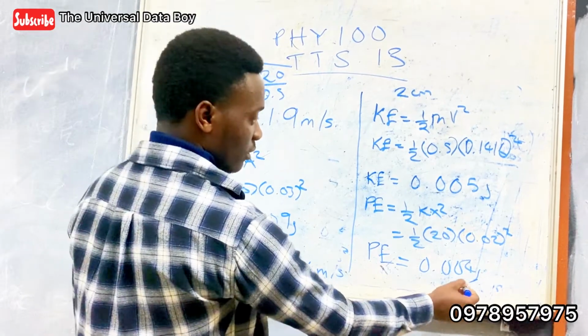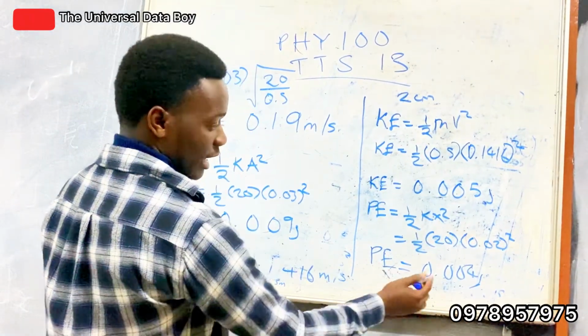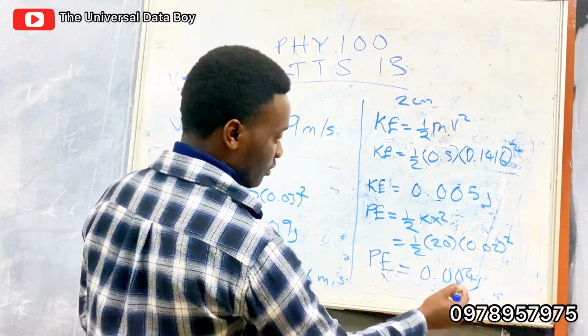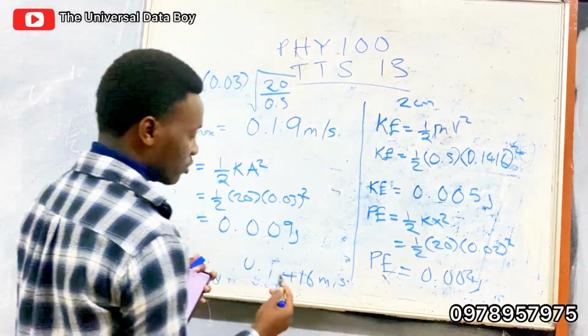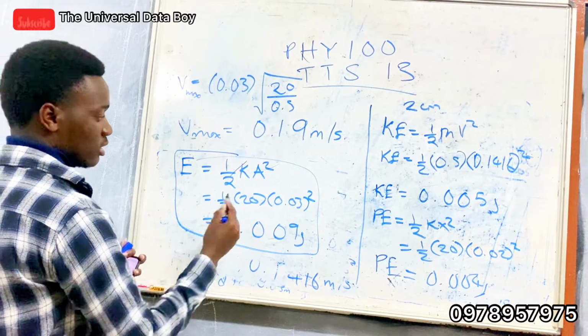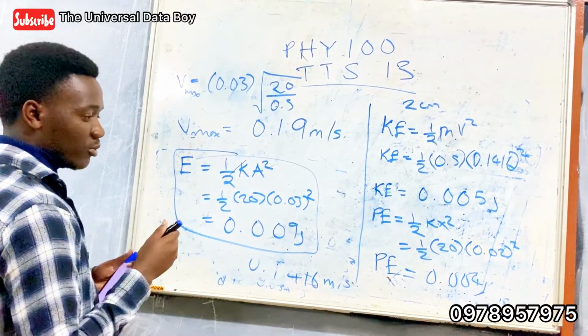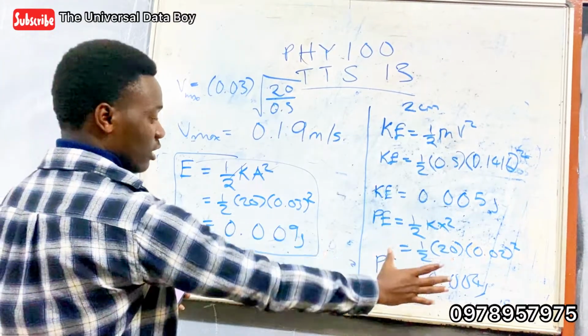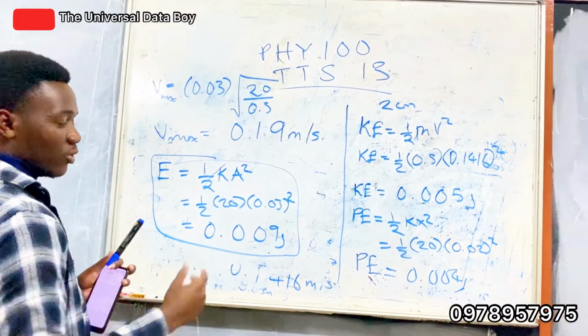Meaning at any point when you add this one and this one, it will give us this. And definitely when you add 0.004 and 0.005 you get 0.009, which we had using this one. You shouldn't put this as part of the formula, but just to check if your working is correct, you can do this so that you confirm.